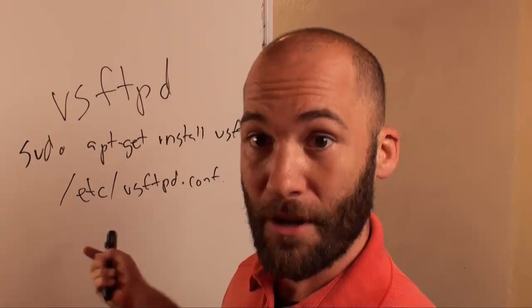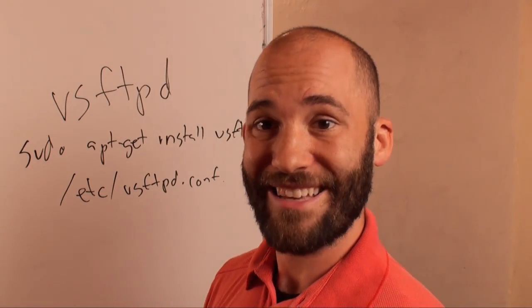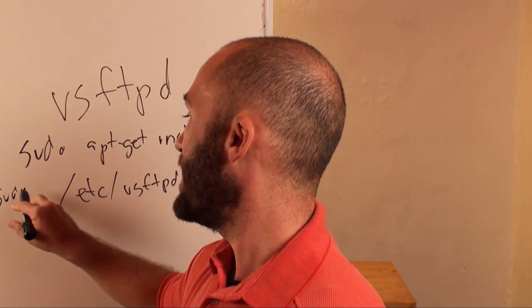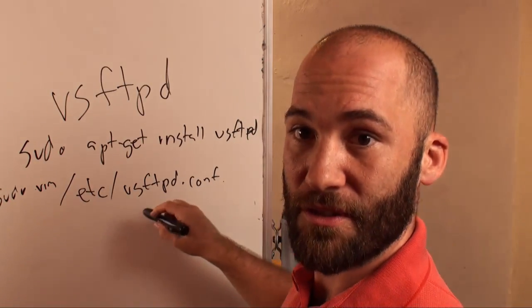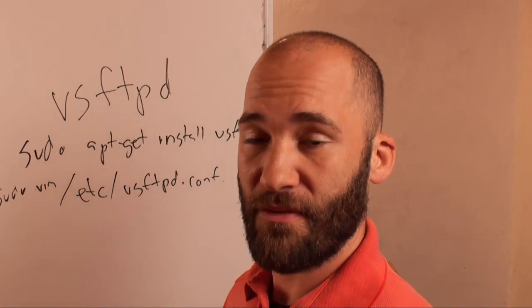In order to open this up and edit it, I would suggest you use Vim or whatever text editor you like to use. So of course you do sudo vim /etc/vsftpd.conf, and that will open up this text file.